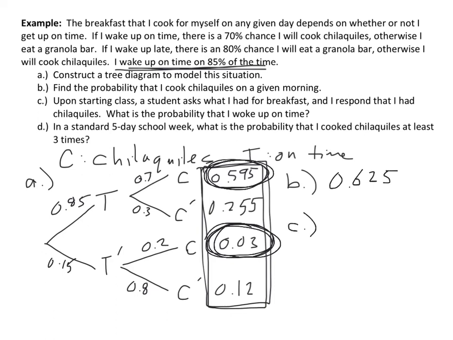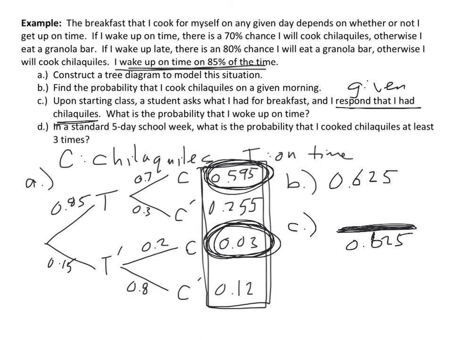Now part C says, upon starting class, a student asks what I had for breakfast, and I respond that I had chilaquiles. What is the probability that I woke up on time? So I'm hoping that you guys see that this is a conditional probability. So this right here is our given information, okay? So that's going to go in the denominator, 0.625, okay? That came from these things.